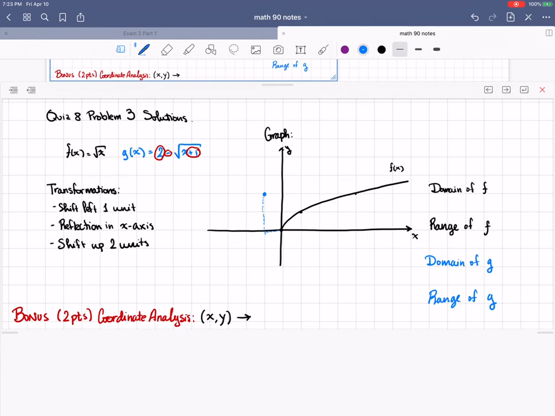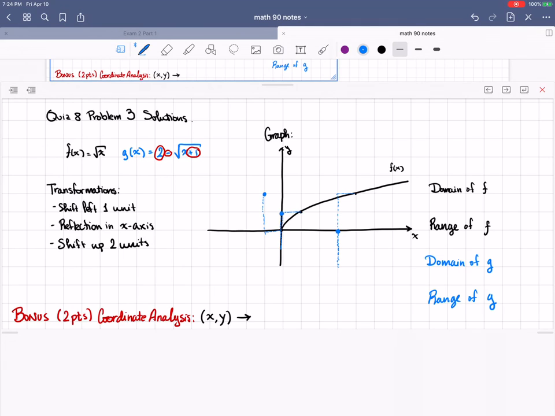Now 1, 1, watch what happens there. It gets shifted left 1 unit. Then it gets reflected in the x-axis. So right now it's here. And then it's going to get shifted up 2 units, which takes it right back here. So the point 1, 1 gets transformed to this point. Lastly, 4, 2: shift left 1 unit, reflect in the x-axis, shift up 2 units. So that ends up there.